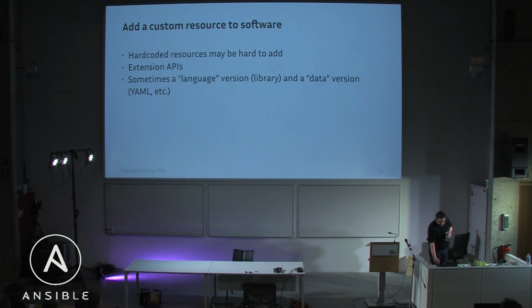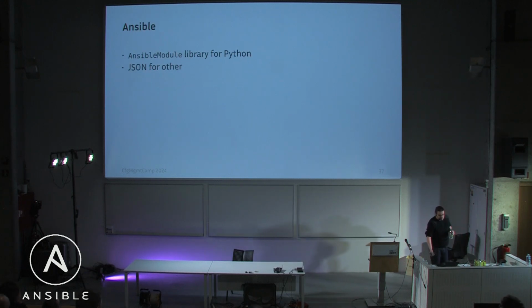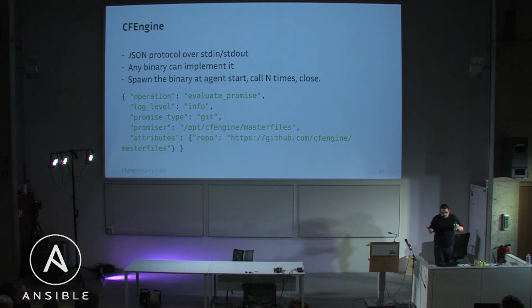So there are extension APIs. Sometimes there are two versions. One that you can use through a programming language, so a programming interface, and one with a simple data version, often with less features. So for example, for Ansible, you have a Python library if you want to implement a module in Python, or you can just implement a module in any language with just JSON data. CF Engine also now has this kind of interface with basically a JSON protocol. So if you want to add a new resource type to CF Engine, you don't have to write C code with a very intricate interface, but you can write in any language and implement a simple interface.